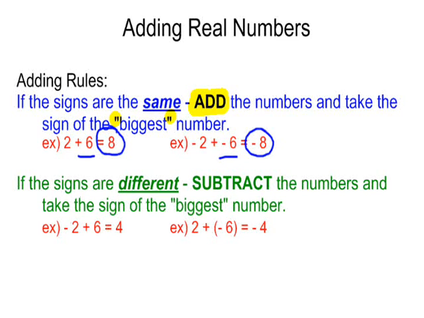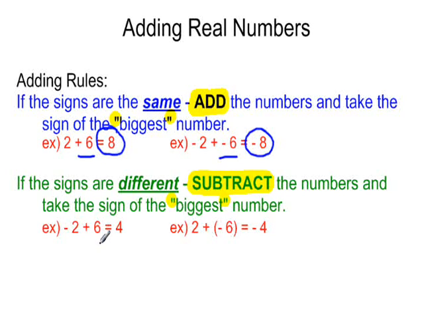Same thing basically happens when we're talking about signs that are different, but the difference in this rule from the first one is that now we are going to be subtracting those numbers, and then we'll take the sign of the biggest number. And again, we've got those quotation marks right there, so we're talking to a kindergartner when we're talking about biggest.